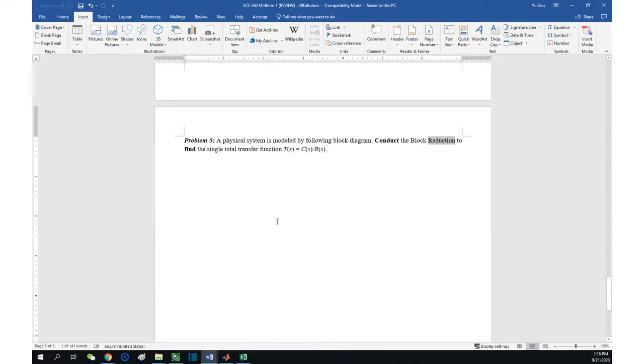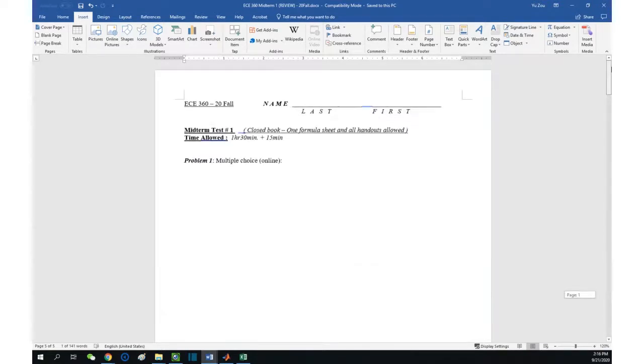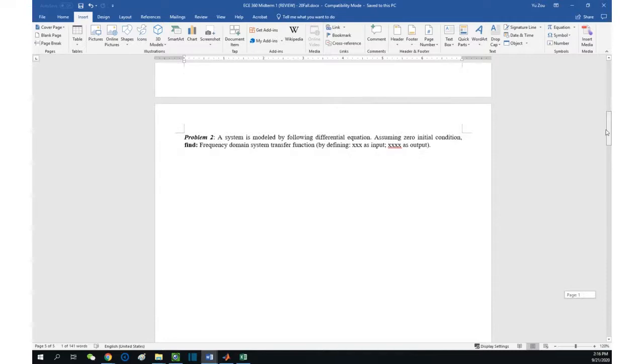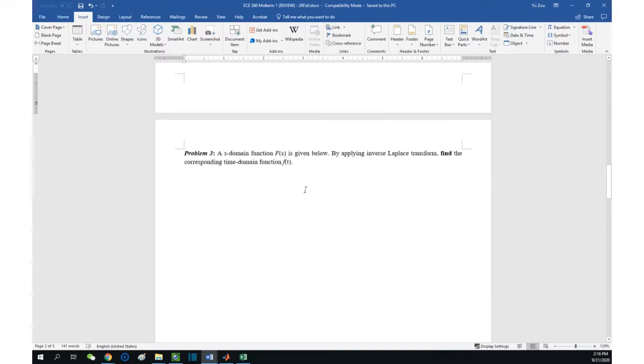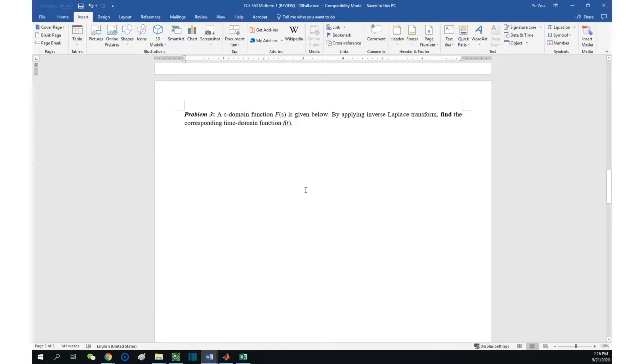Including the multiple choice, you have up to 5 problems in 90 minutes. Problem 2 should be very easy, no more than 6 or 7 minutes. Problem 3 takes a little bit more, but not too much either. That's the partial fraction part.